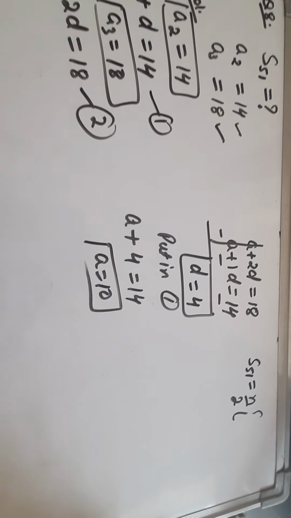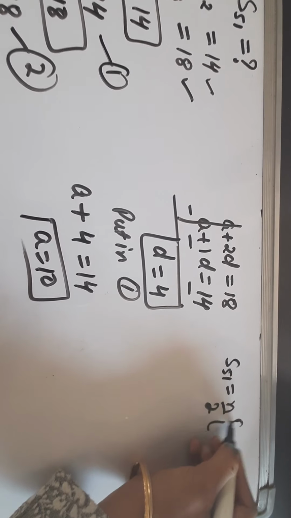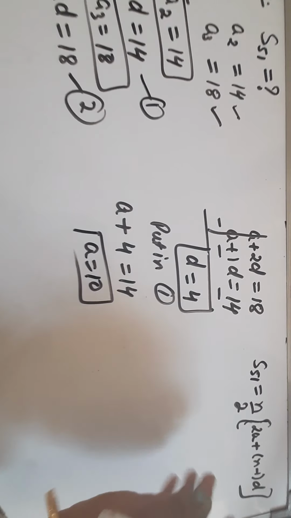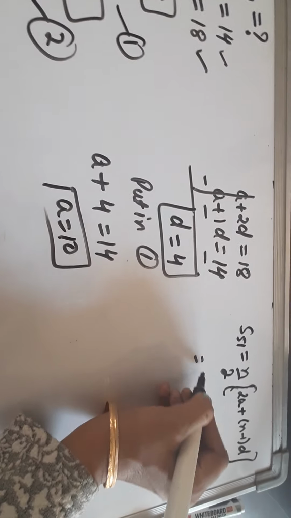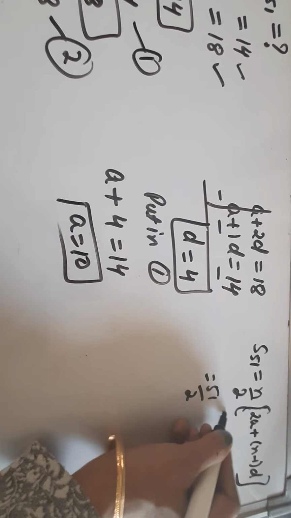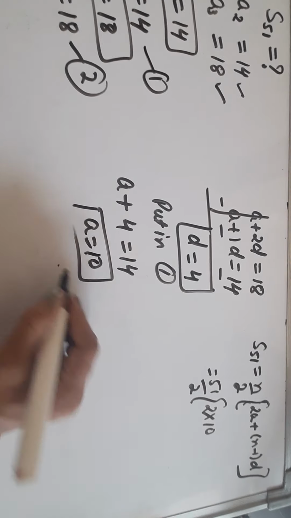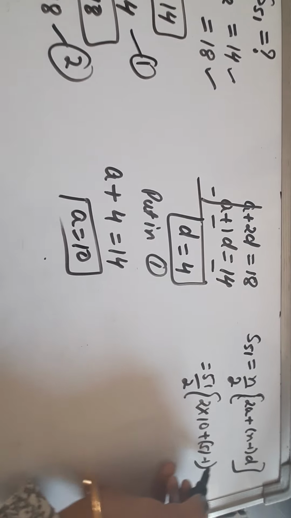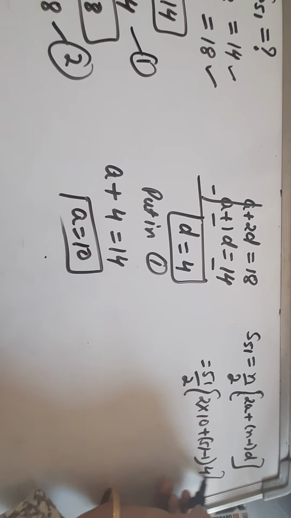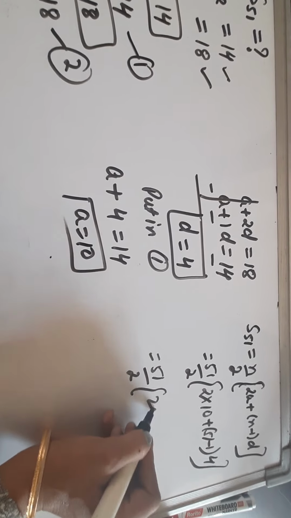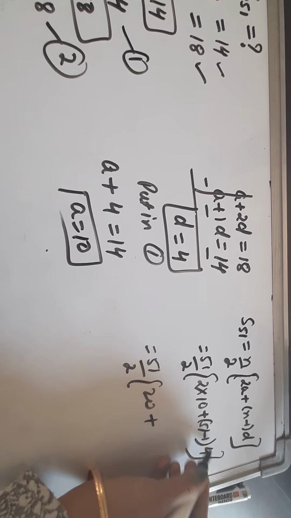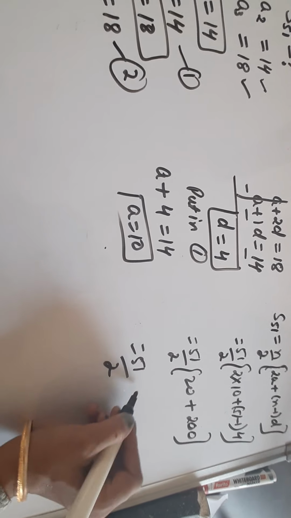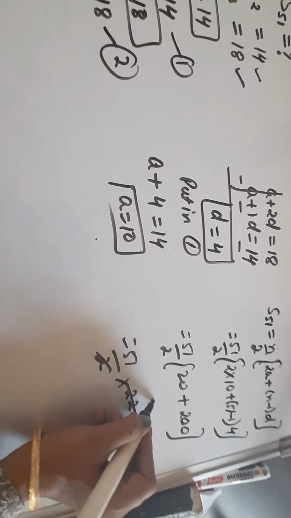सो या तो हम A51 अलग से निकाल लें फिर यूज़ कर लें, अदरवाइज डायरेक्टली वी कैन यूज़ दिस फॉर्मूला n minus 1 into D. सो n is 51 by 2, 2A is 10 and plus n minus 1, n is 51 minus 1, into D is 4. So just solve it and you will get the answer. 50 into 4 is 200. So 51 by 2 into 220 will get 110.